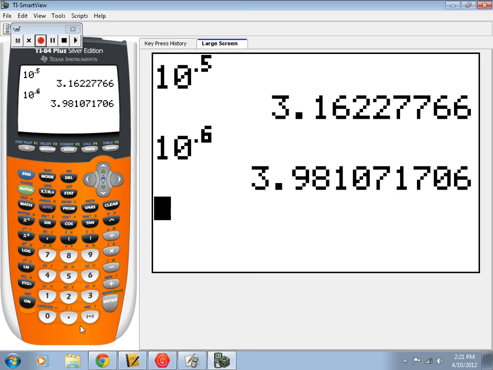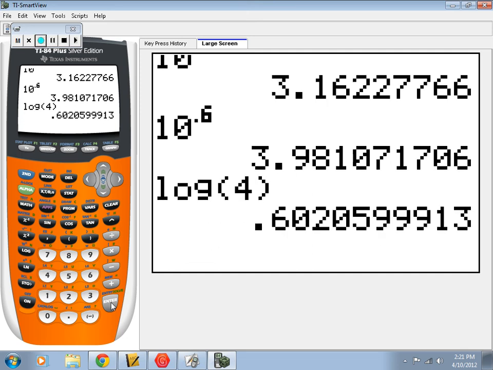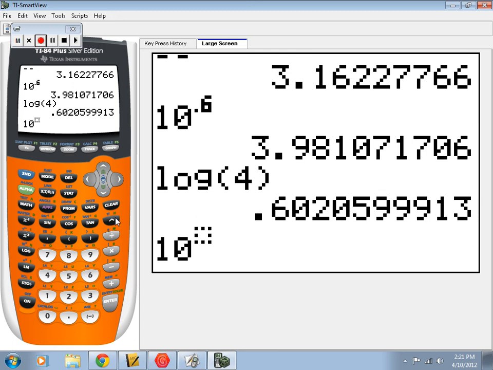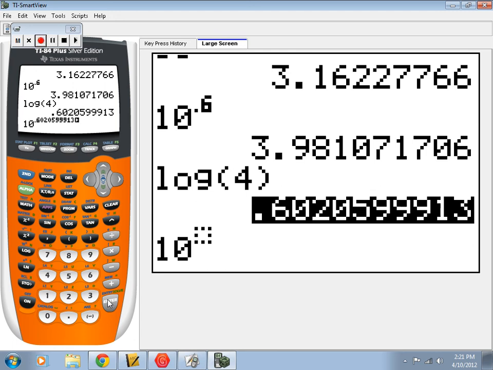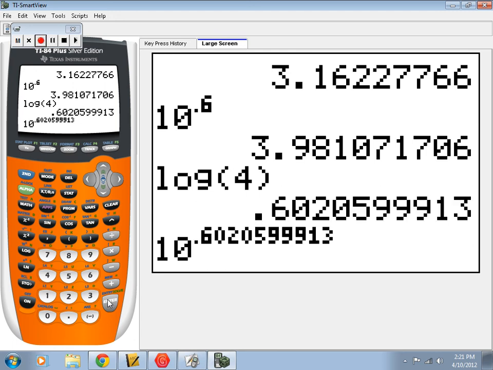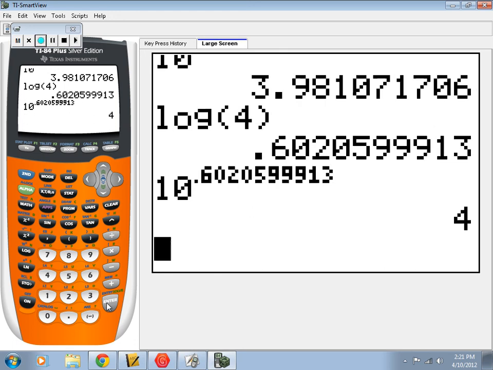Okay, now this is where we got to the other day. Your calculator will give you the log, so you don't have to do the guess and check. This button right here, to the left of 7: if you type in log of 4 and press enter, it's going to give you that decimal that we're after. It's an irrational number, 0.6020599. So if you go 10 raised to this power, copy and paste it with the up arrow key, it's going to give you 4.